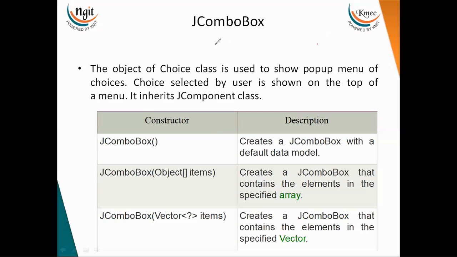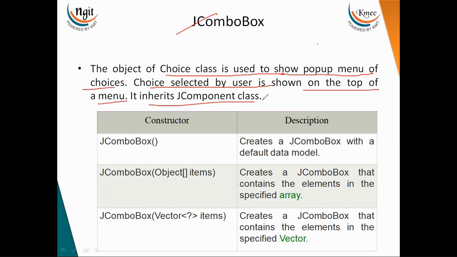Coming to combo box, right? It is used to show a pop-up menu with a list of choices. The choice selected by the user is shown on top of the menu, right? To create this, we use the combo box. The object of the choice class is used to show a pop-up menu of choices, and the choice selected by the user is shown on top of the menu. For that purpose, we use this combo box.